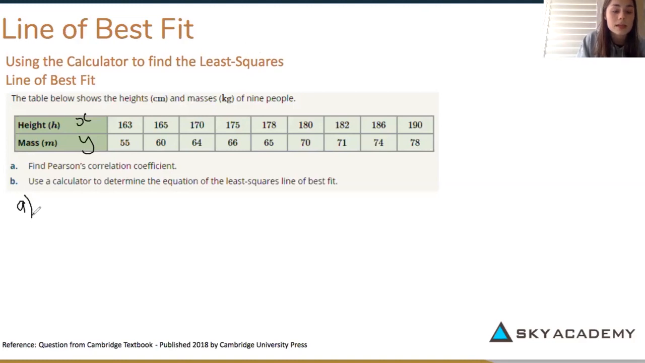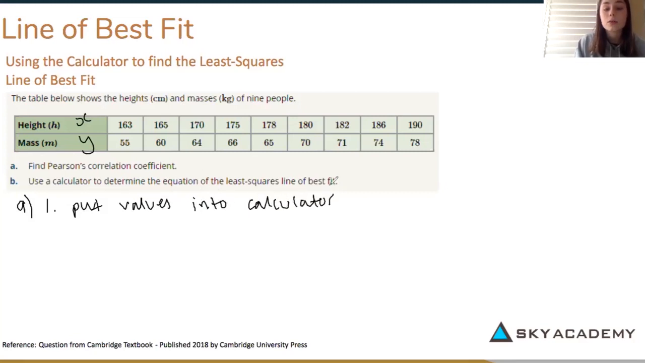I'm going to do that here. If you remember from the previous video, to find Pearson's correlation coefficient, the first thing you have to do is put the values of the table of values into the calculator. So we're going to do that now.